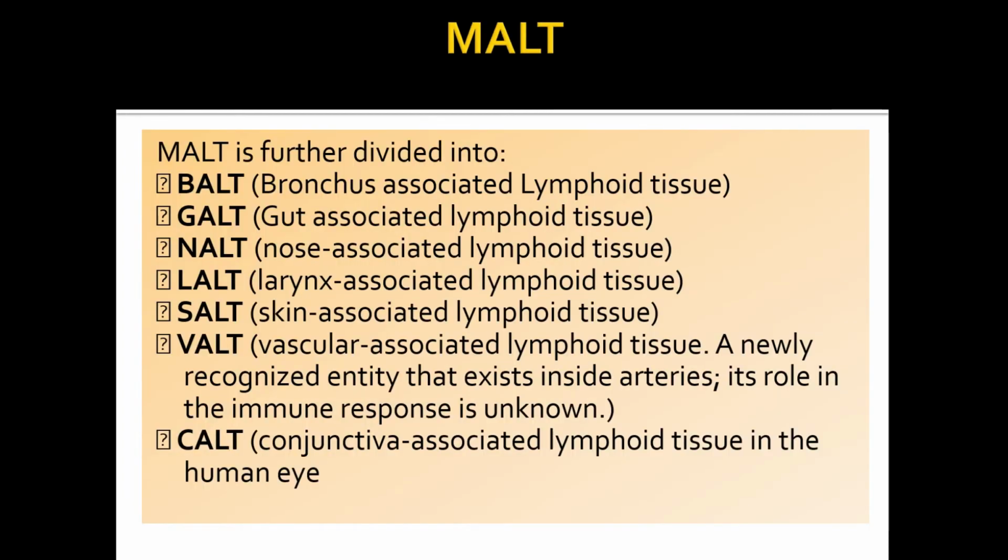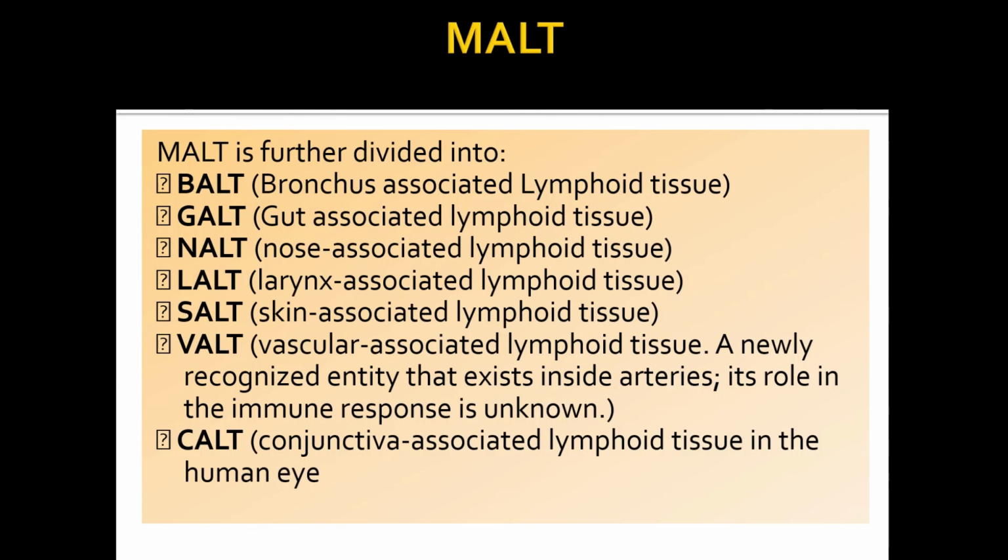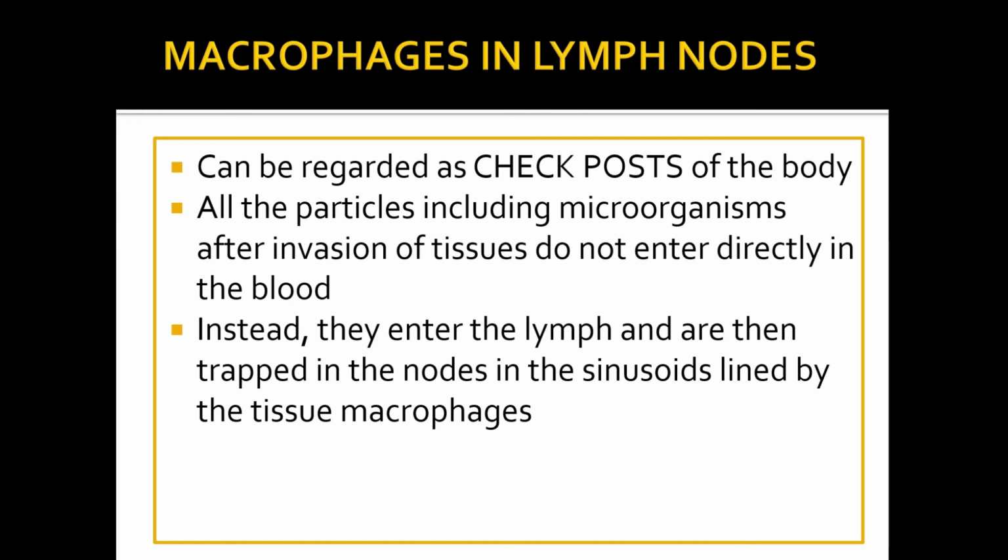That is, they will be activated and start working against the foreign agent. In the previous slide we saw the MALT, mucosa associated lymphoid tissues. MALT are of numerous types, like bronchus associated, gut, nose, larynx, skin, vascular, and conjunctiva, which is related to the eye. So we have different types of mucosa associated lymphoid tissues where the macrophages also work.